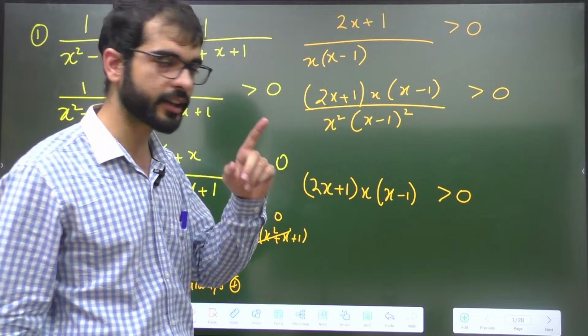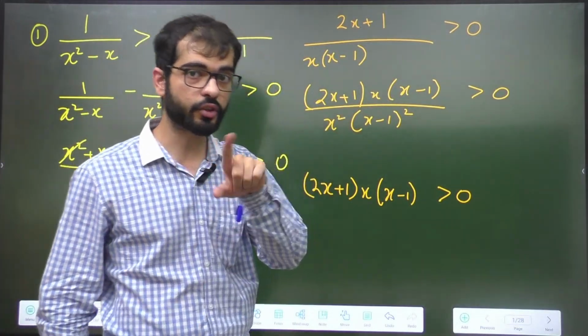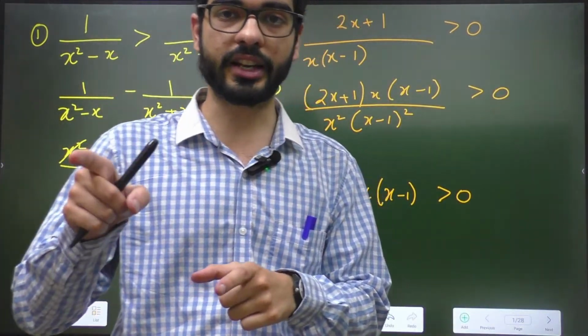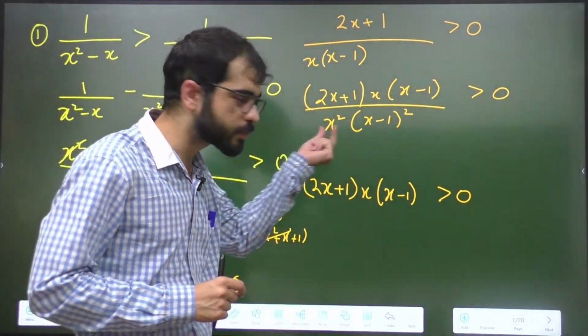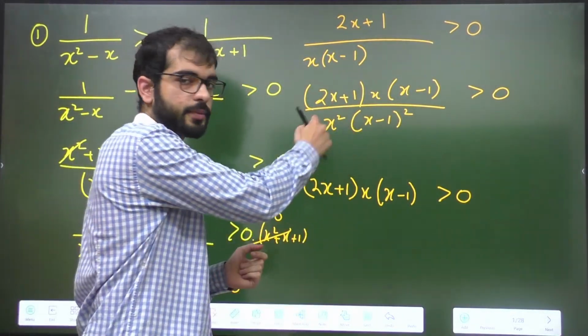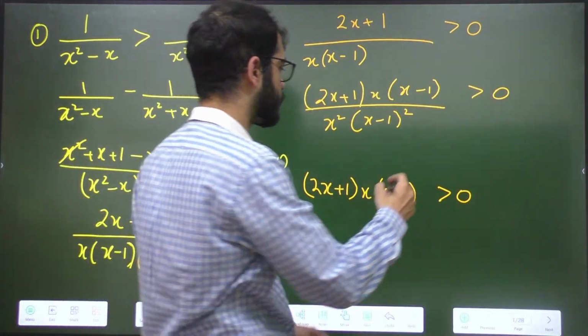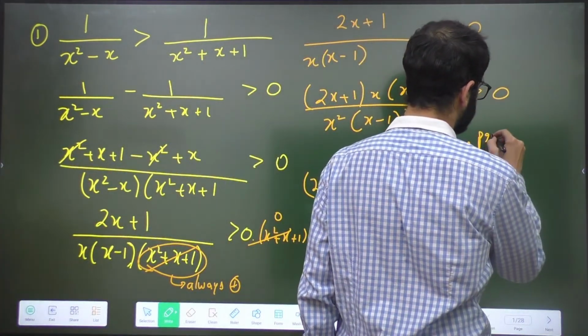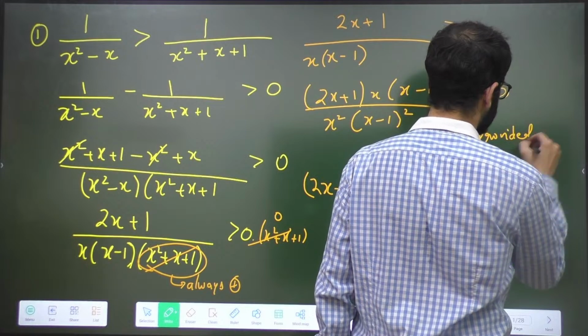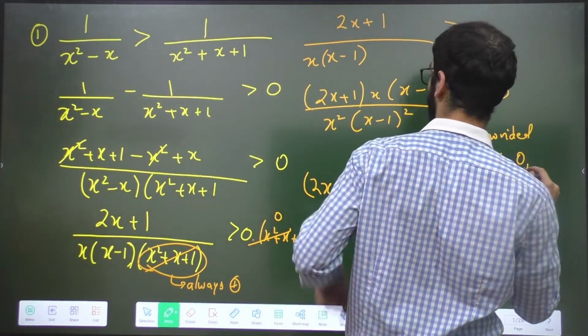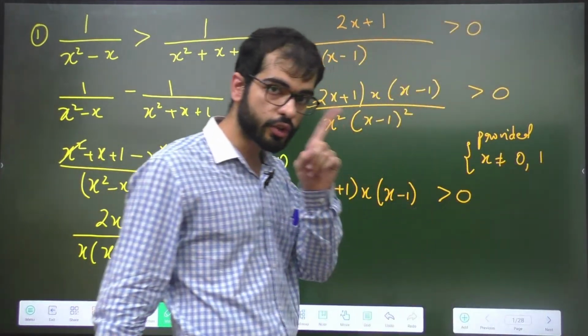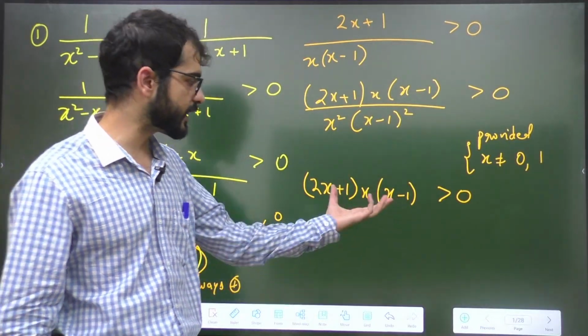But we have to keep in mind that the denominator can become 0. And if it becomes 0, the expression becomes undefined. So we have to remove those particular values of x from the expression in order to make it defined. So I have to write over here, provided that x is not equal to 0 or 1. If x is not equal to 0, if x is not equal to 1, only then can I say this.